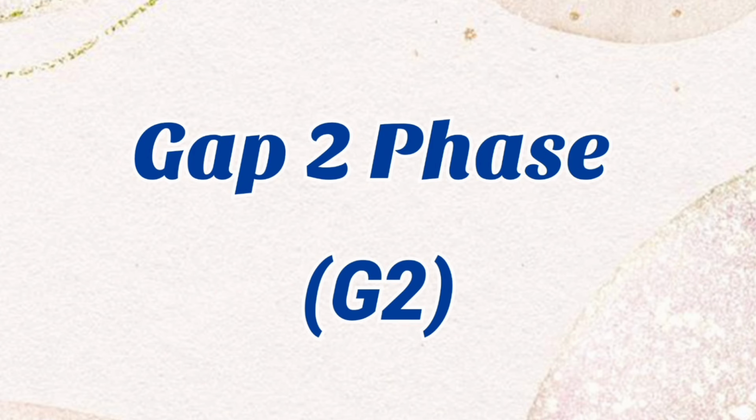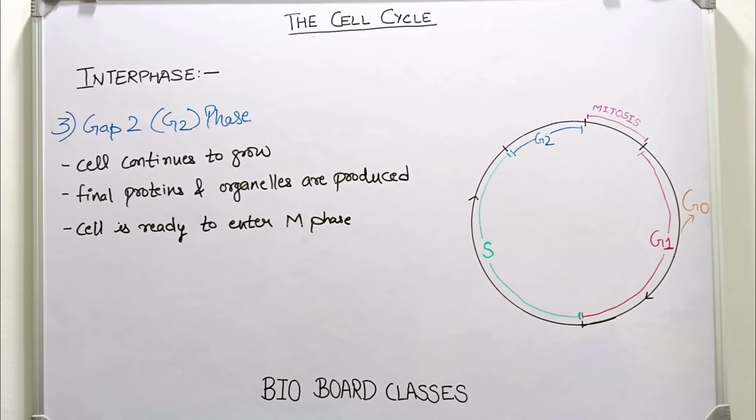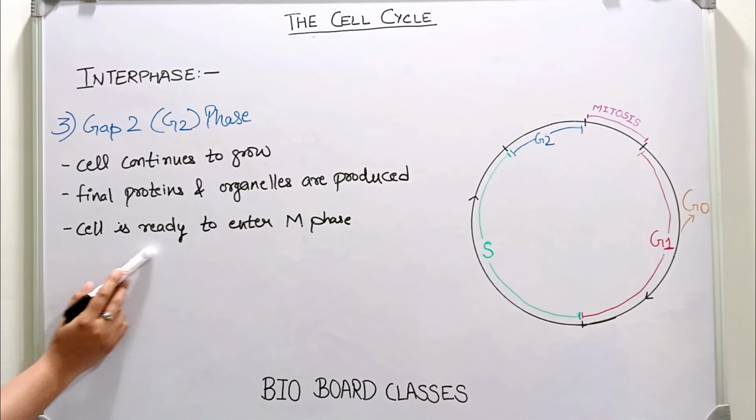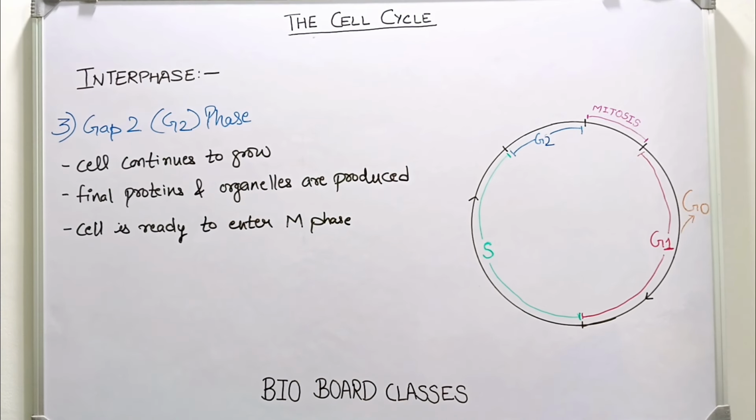Finally, in the gap 2 phase, the cell continues to grow and produces the final proteins and organelles that are required for mitosis. By the end of interphase, the cell is fully equipped and ready to enter the M phase for division.